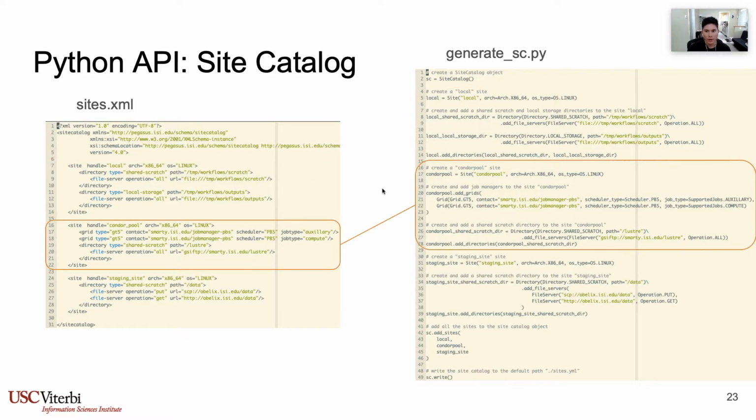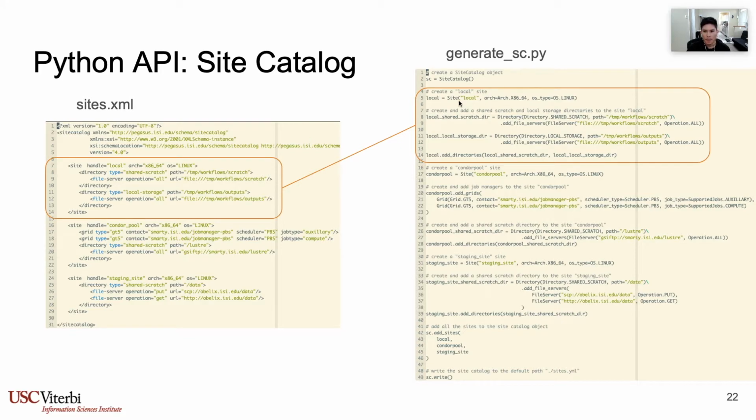So on the right here, we have created objects for each of these tags. Starting with the site catalog object that represents our whole site catalog, then we create a site object that will represent our local site, and we pass in the same attributes that we have passed in here. So its handle is local, architecture is x86-64, OS type is Linux, and then for that site, we need to add these two directories, shared scratch and local storage.